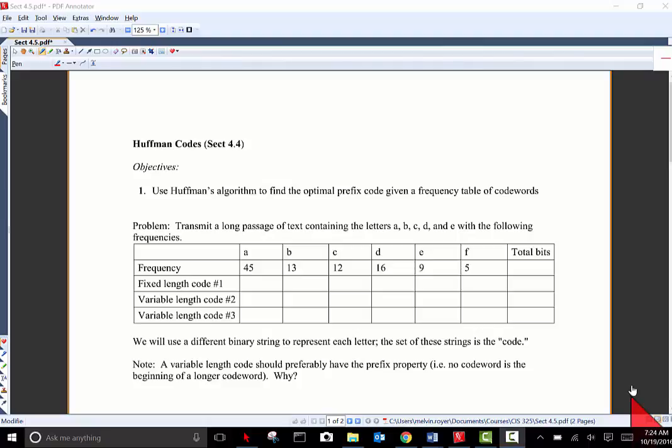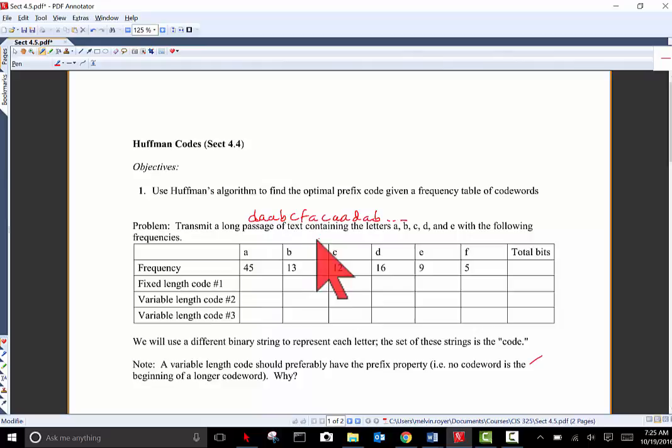Here's our task. We have a long passage of letters, A through F, and so maybe the passage goes D, A, B, C, F, A, C, A, D, A, B, and so on. And as is often the case, the frequency of the letters are not equal. Some letters are far more common to be transmitted than others. If this were regular English text, E would be the most commonly occurring letter. Here, for whatever reason, A is by far the most common letter.